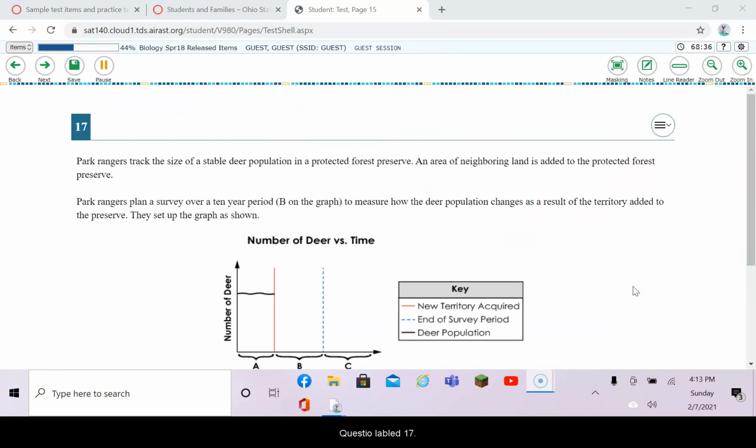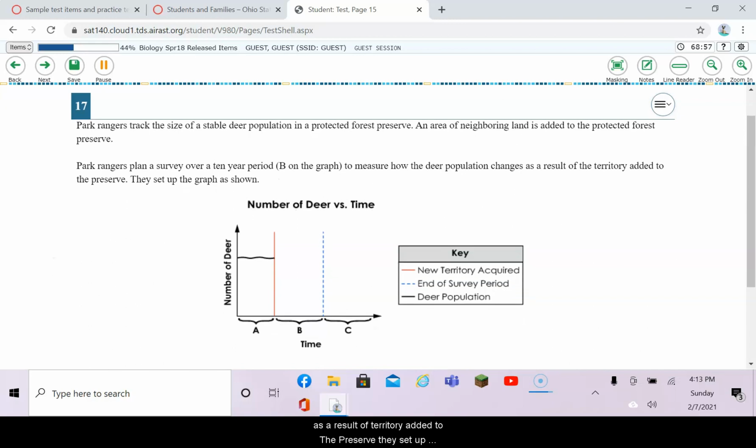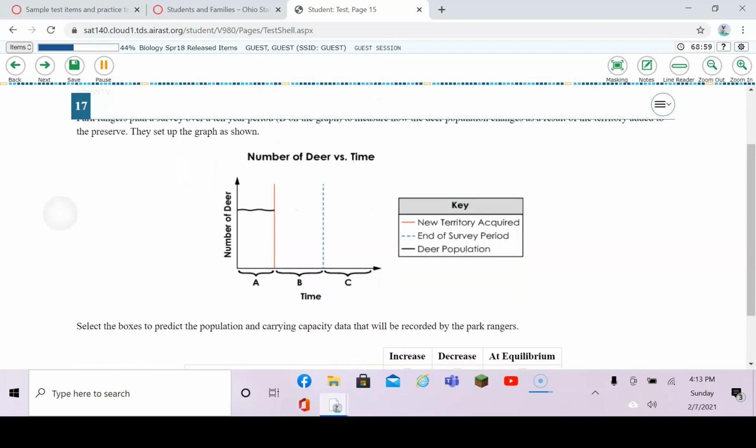Question labeled 17. Park rangers track the size of a stable deer population in a protected forest reserve. An area of neighboring land is added to the protected forest preserve. Park rangers plan a survey over a 10-year period, B on the graph, to measure how the deer population changes as a result of territory added to the preserve. They set up the graph as shown.